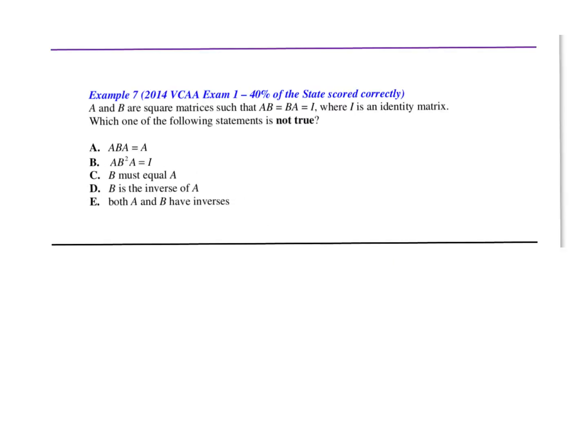Okay, example 7. A and B are square matrices such that A times B or B times A equals I, which is the identity matrix. So we should know that if you times something by something else and you end up with the identity, that means that this is the inverse. So this is the inverse of A, okay? So you know that, and it's vice versa. A is the inverse of B. So if you have a look, it says which one is not true.